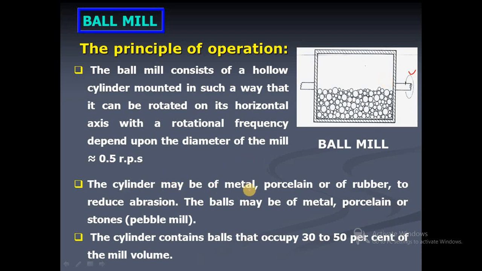The cylinder may be of metal or porcelain or rubber to reduce abrasion, and the balls may be of metal or stainless steel, porcelain or stones. The cylinder contains balls that occupy 30 to 50% of the mill volume, that is, 50% of this cylinder is occupied by the balls.